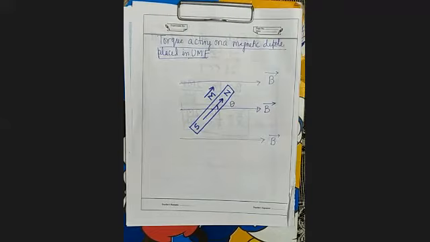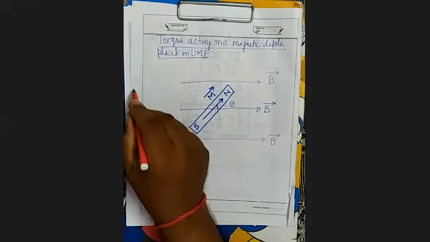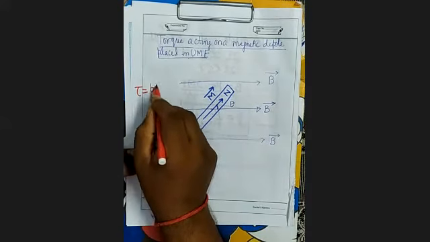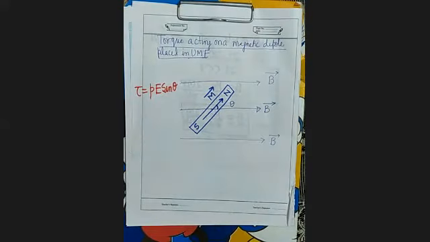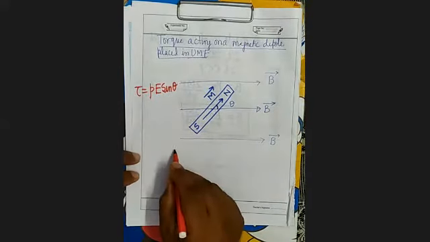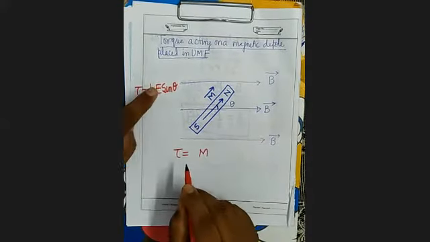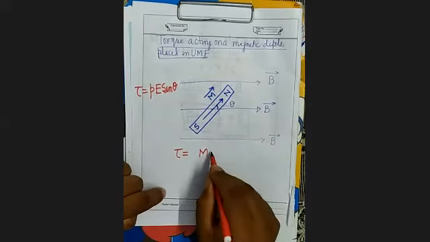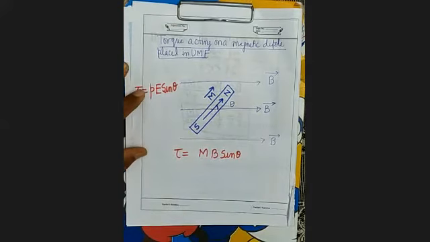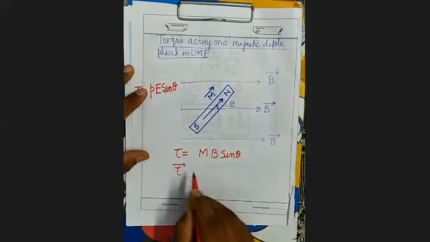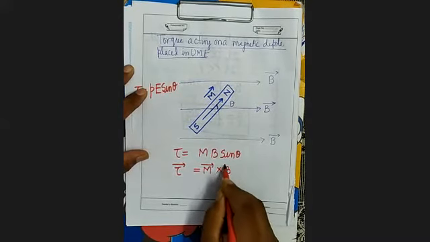So see here, in the electric dipole, you have seen the similar formula: tau equals P E sin theta. In the electric field you saw this. Here it will be tau equals M in place of P, B in place of E, sin theta. Or in vector form we can write vector tau equals vector M cross vector B.